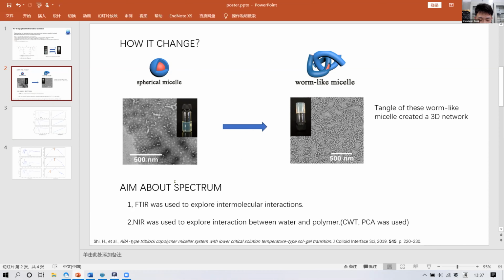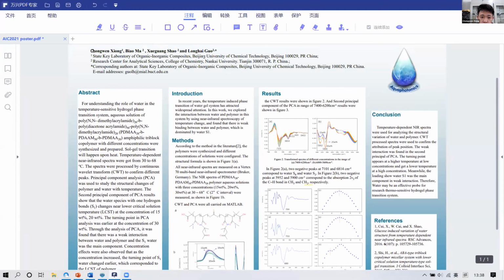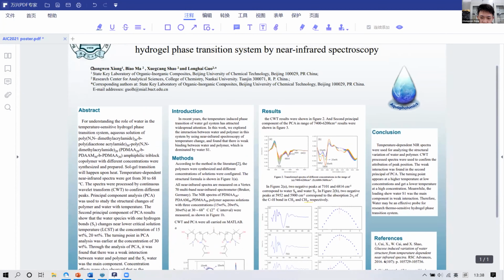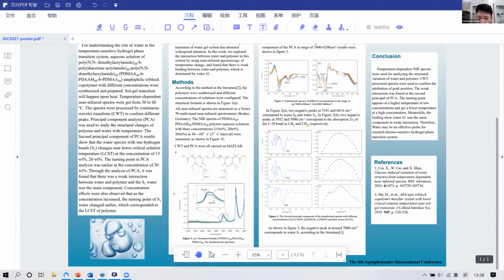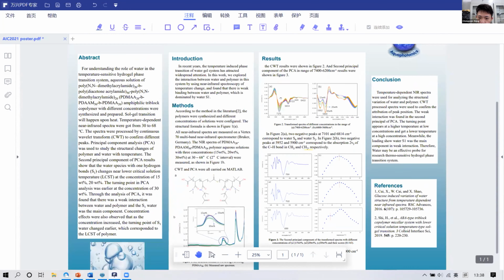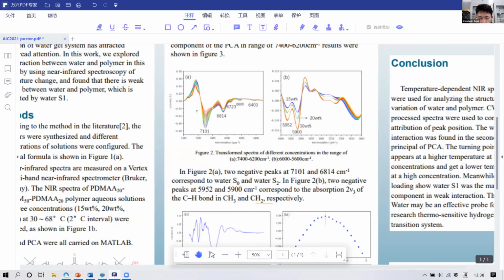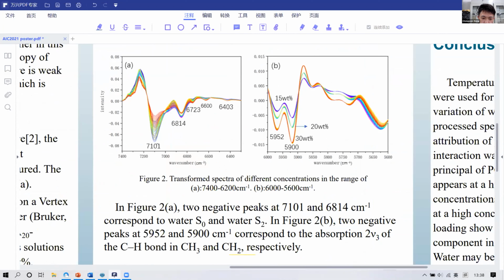Here's my poster. We did this research with Professor Shaw. Yeah, we all know him. He's a good teacher, and this is some of our results. This was the original spectrum, and this was our CWT analysis, and some peaks were found. This peak represents the S0 water, which means free water, and this represents the other hydrogen-bonded waters, and this was the CH groups of CH3, and this represents the CH groups of CH2.